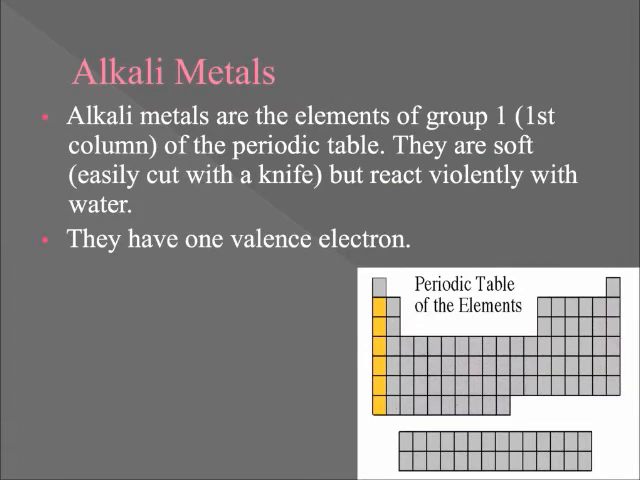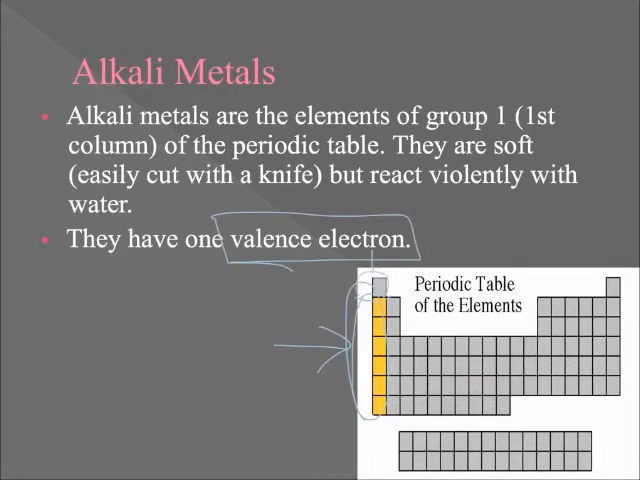Alkali metals are the elements of group 1, the first group right here. They're so soft that they can be cut with a knife, but they are very violent. They react violently with water. And they also have one valence electron. They only have one electron on their outermost shell.